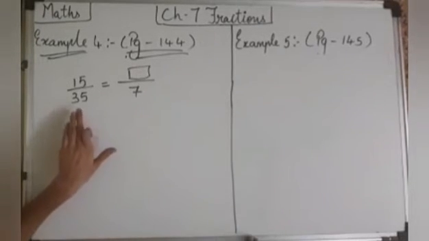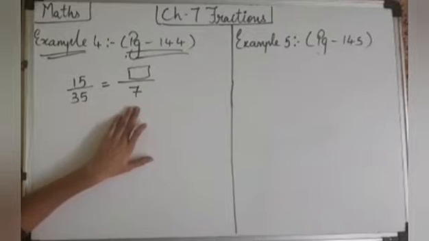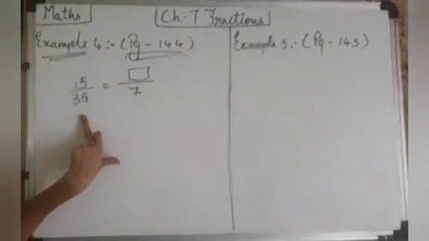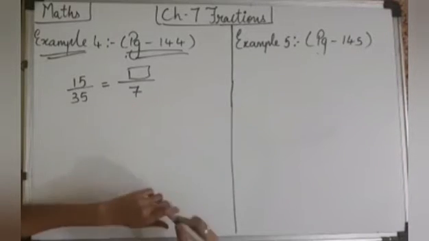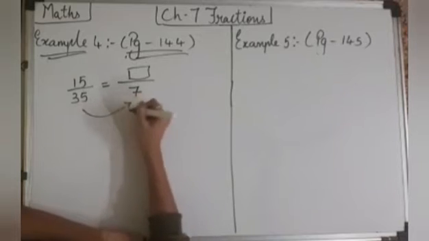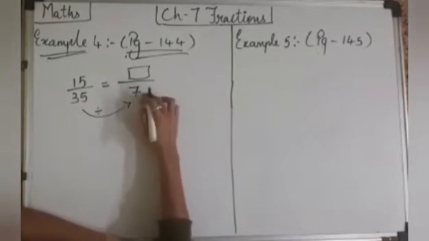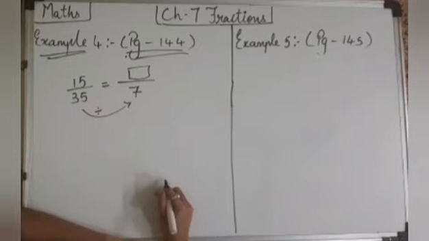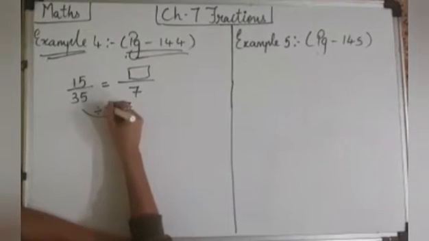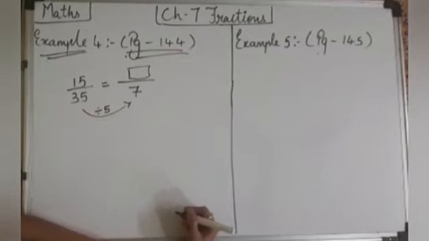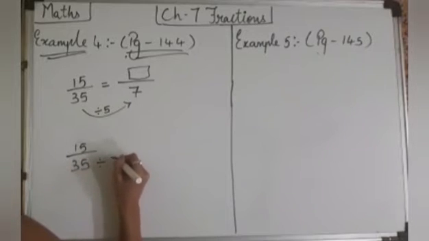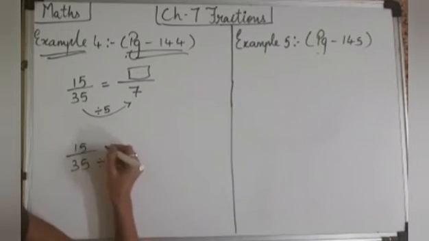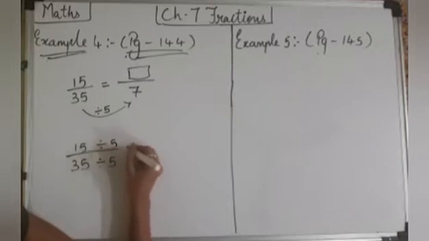As you can see, 35 is bigger than 7. And if the number is bigger and we want a smaller number, then what will we do? We will divide. Right? By which number will we divide? So we will get 7 by 5. Yes, you are thinking right. So if we are dividing the denominator by 5, then in the numerator also we have to divide by 5 only. Right?